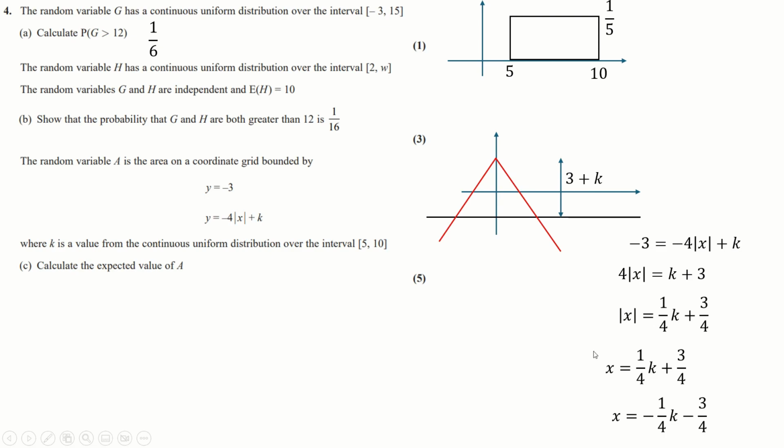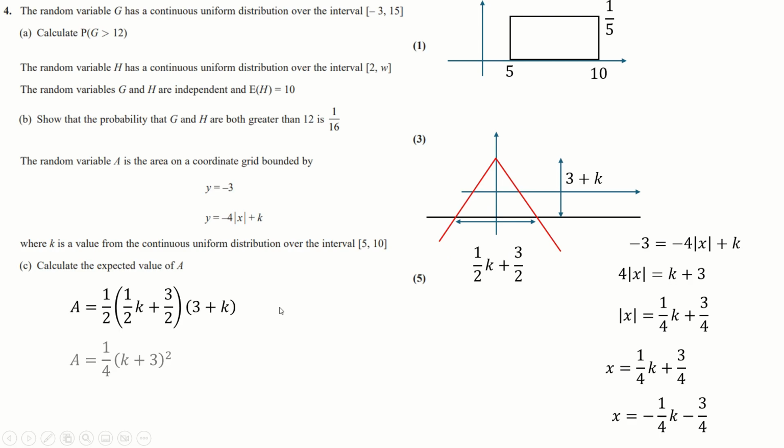So obviously this one is going to be this point, and this one is going to be this point. But that means the width across here is just the difference between these two things, which is a half k, to get from a quarter k to minus a quarter k, and I think 1.5 to get from 3/4 to minus 3/4. So that's the difference there. And now, of course, the area of the triangle is just a half times this times this, which we can work out is this.